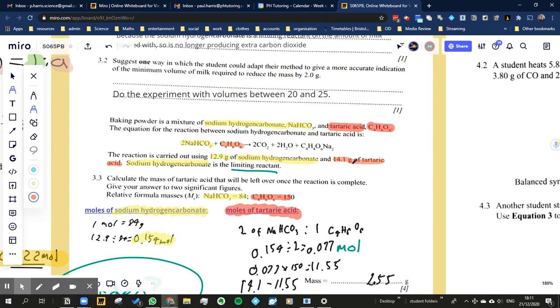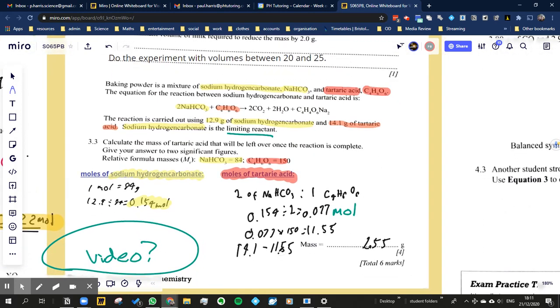What we would do then is realize, well, hopefully we're going to find that this is less than 14.1. I'll go through these stages in a moment, but you can see that we eventually worked it out to be 11.55. And so you then do 14.1 minus 11.55. So let's go through these stages more carefully then.